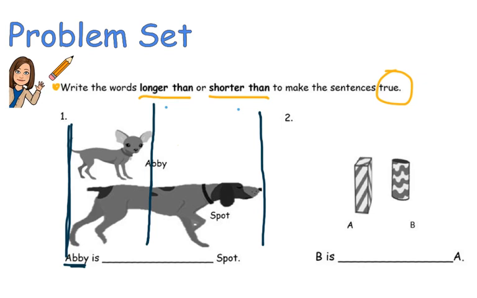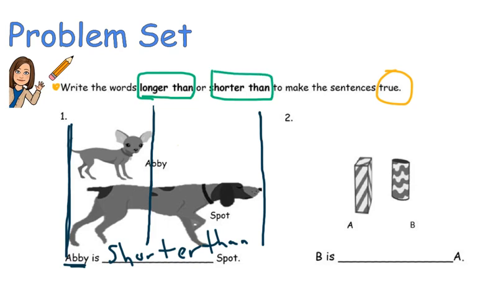Okay, is Abby longer than Spot or shorter than Spot? How do you know that? Okay, so Abby is shorter than. And I know how to spell shorter than because the word is right here on the top. So make sure you write your answer on your line here for number 1.